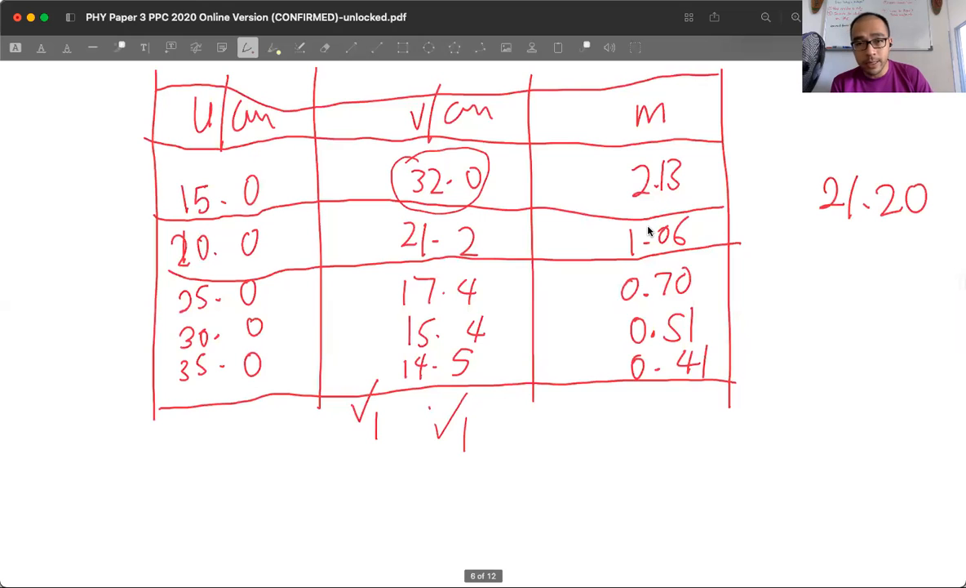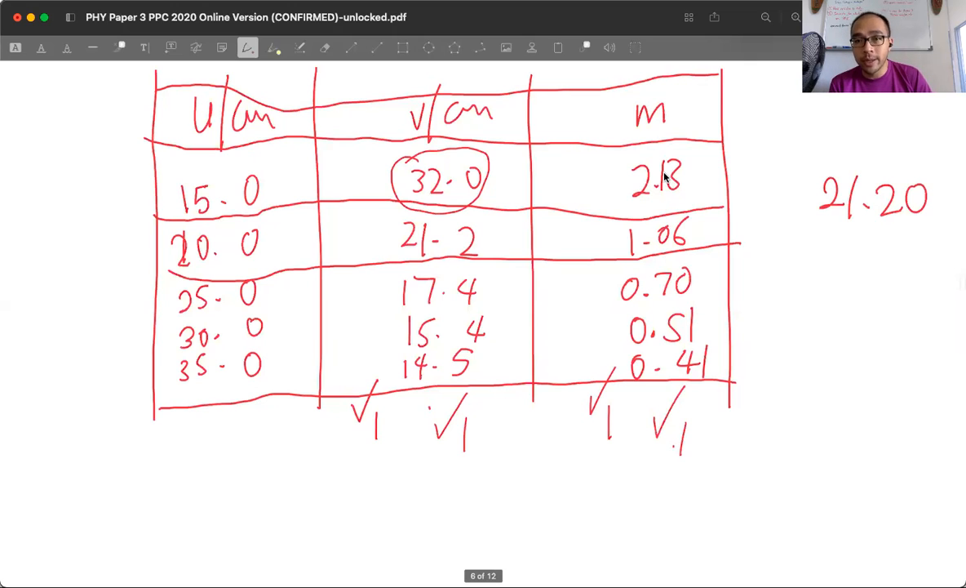Another 2 marks is that all the values of M are correct and all the values of M have the same decimal places. Whether it is one decimal place or two decimal places, I will give 1 mark. But if you give the answer in one decimal place, this will affect your graph. Your graph will be slightly wrong.